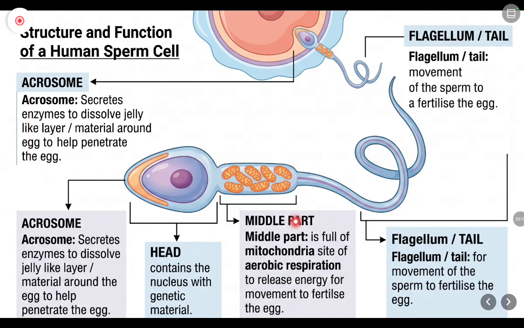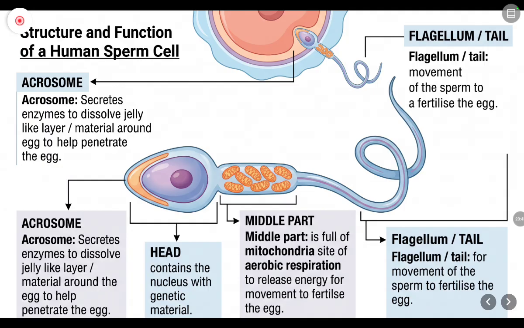It is full of many mitochondria. It is the site of aerobic respiration to release energy for movement to fertilize the egg. So that middle part contains many mitochondria to carry out aerobic respiration and release energy. That energy is used to move the flagellum, or the tail part of the sperm cell, for mobilization, so that it can move from one part to another to fertilize one egg or another, millions of billions of eggs.